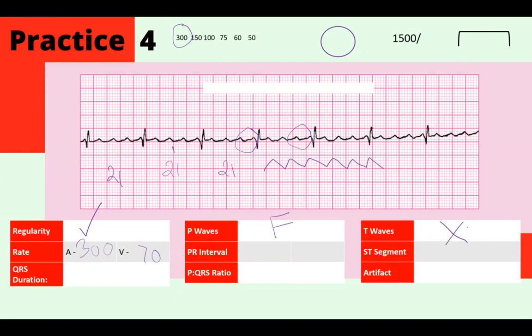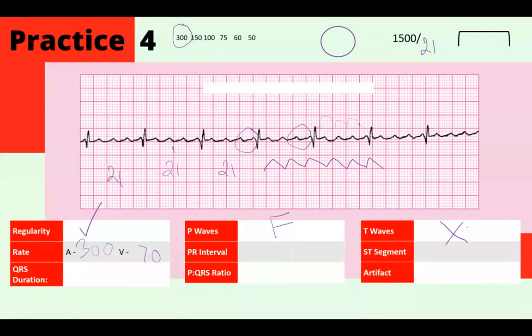Nice, quick, and easy. Or we could get a little bit more accurate and do some math. Where's a good one to start with? This one's good. So this is 5, 10, 15, 20, 21. Well, we already did that. 21 small boxes. So you would take 1,500 divided by 21. And I think you would come out somewhere about 72, 73 beats per minute.